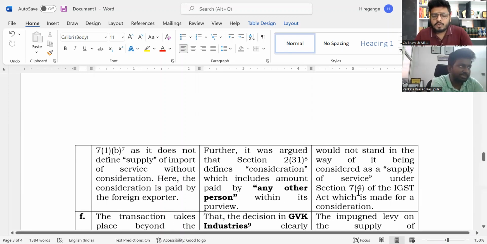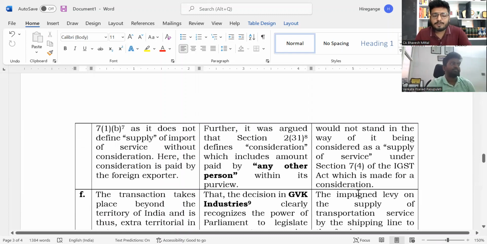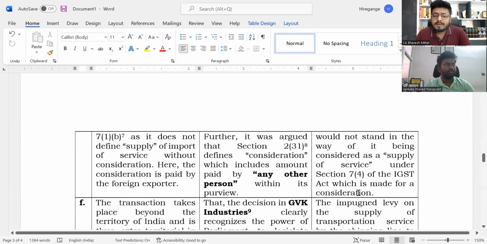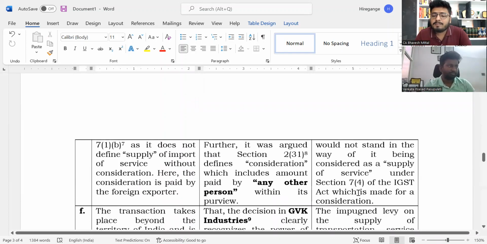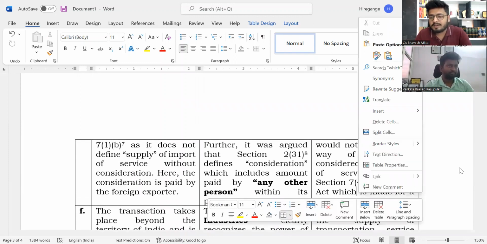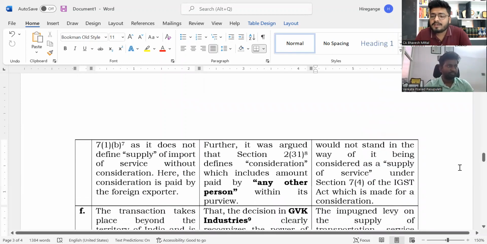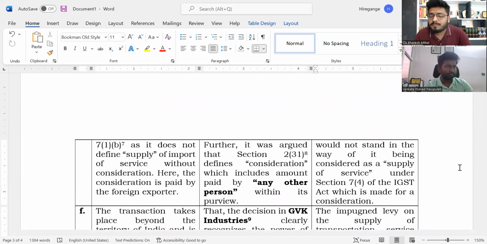So yes, Bhavesh, next. Basically, in the next argument it was argued that the person cannot be considered as a recipient because he was not liable to pay the consideration. To this, what revenue said is that the consideration definition includes any other person, and this was agreed by the Supreme Court.